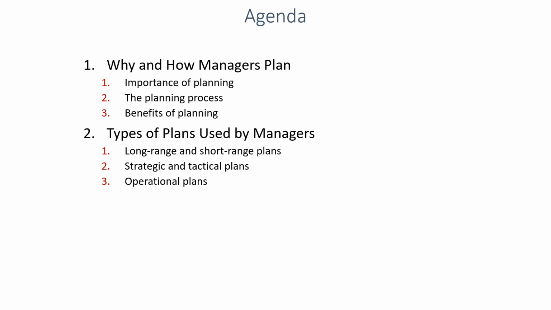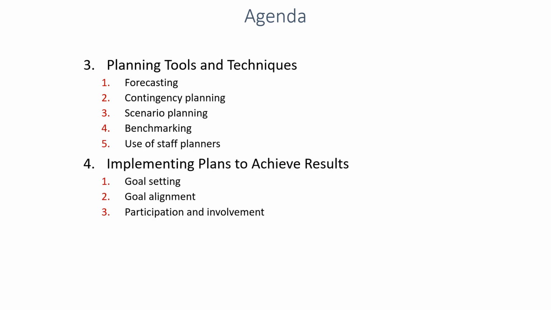in terms of long range plans, short range plans, strategic plans, tactical plans, and probably the operational plans as it is being said. Next, we will talk about the tools and techniques for planning in terms of forecasting, contingency planning, scenario planning, benchmarking, and use of staff planners. When we are talking about staff planners, we are assigning duties so that everybody is manning the position at all times for the organization.